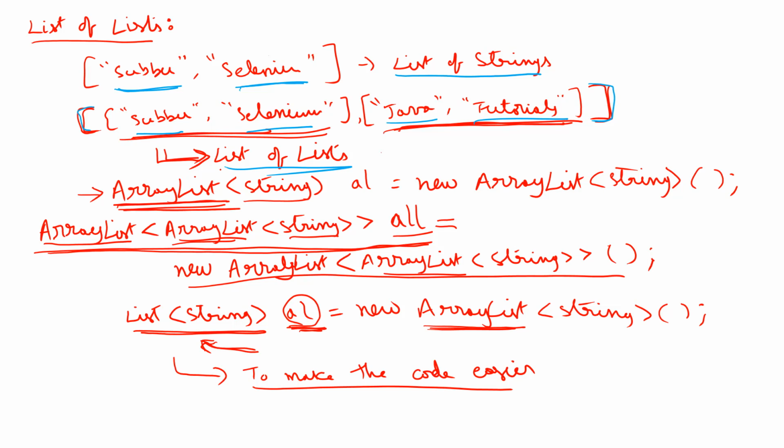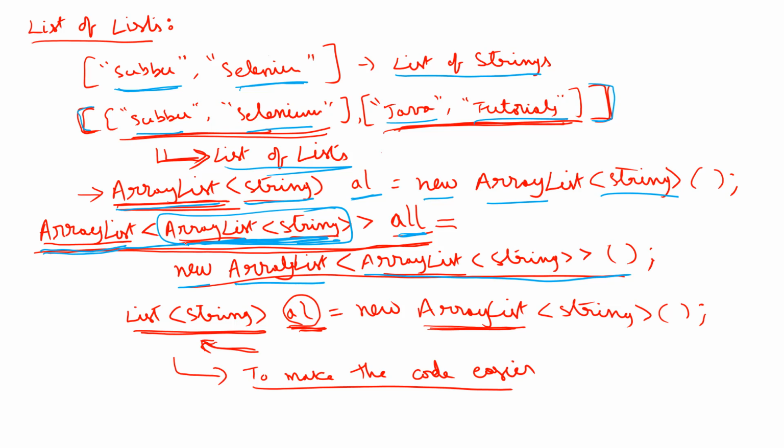So how to create a list of lists? Normally we will create a list of strings like this, ArrayList of String, and the name of the array list equals new ArrayList of String. Similarly, to create a list of lists, let's say I want to create an array list of array lists. So I will say ArrayList of ArrayList of String, because this internal list is of the type string, and a name to the array list of array list. So ALL equals new ArrayList of ArrayList of String. So this is how we can create a list of lists.